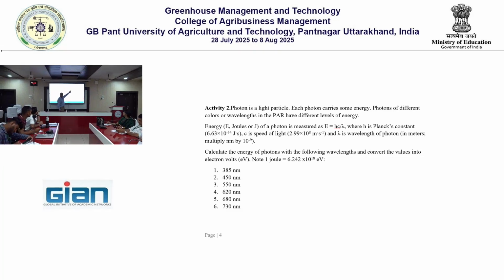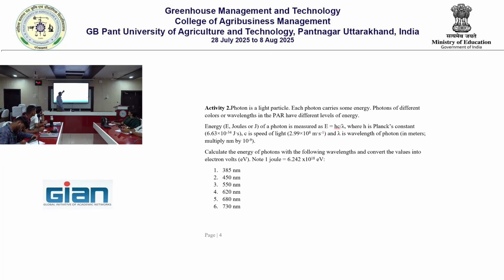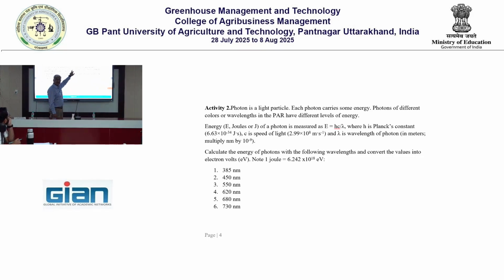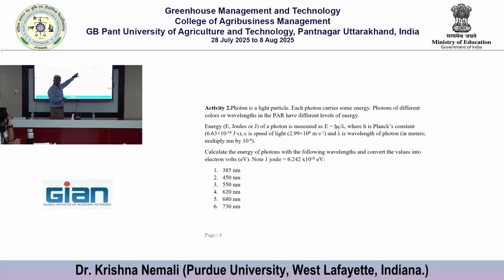Units of c is what? Meters per second. Here is joule second and here is meters per second. So what happens? The second gets cancelled, right? So you end up with joule meter up to this point. Then you divide by lambda, hc by lambda. The lambda you want to be in meters. These are nanometers. You have to convert this into meters by multiplying by 10 to the power of minus 9.